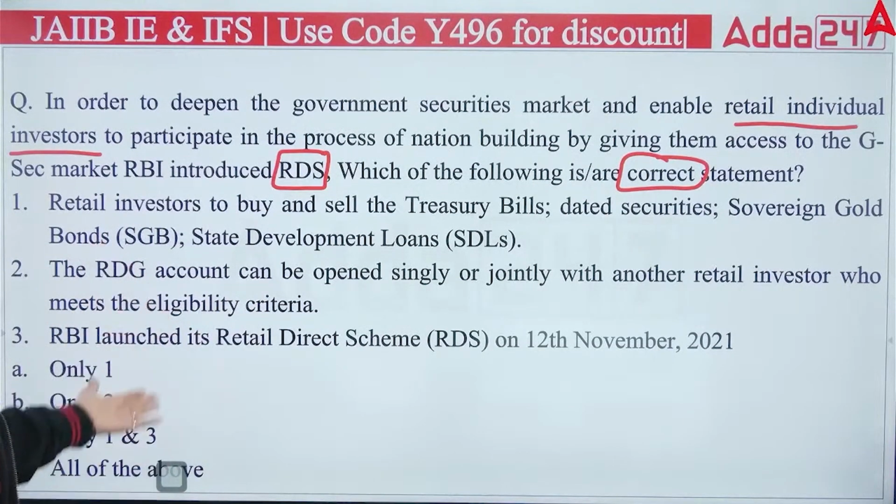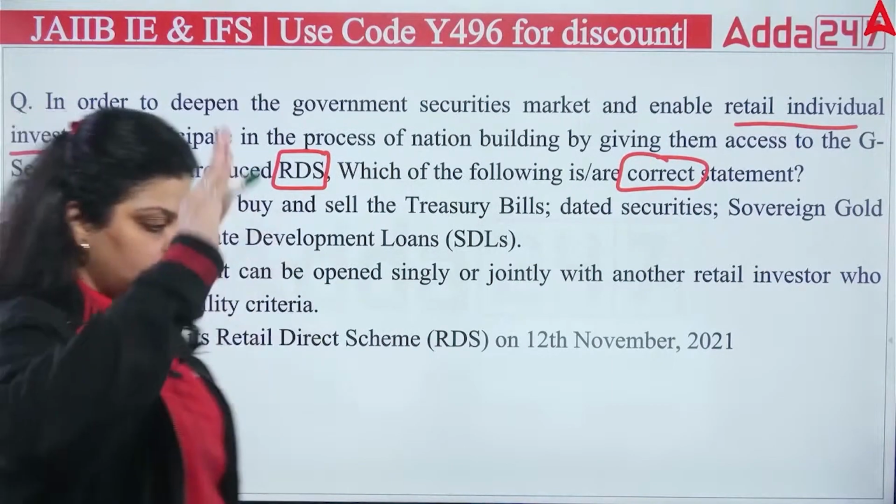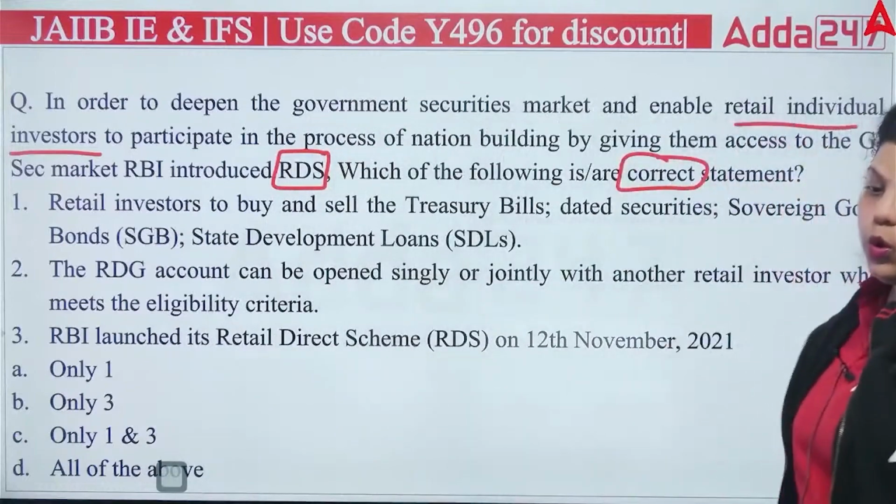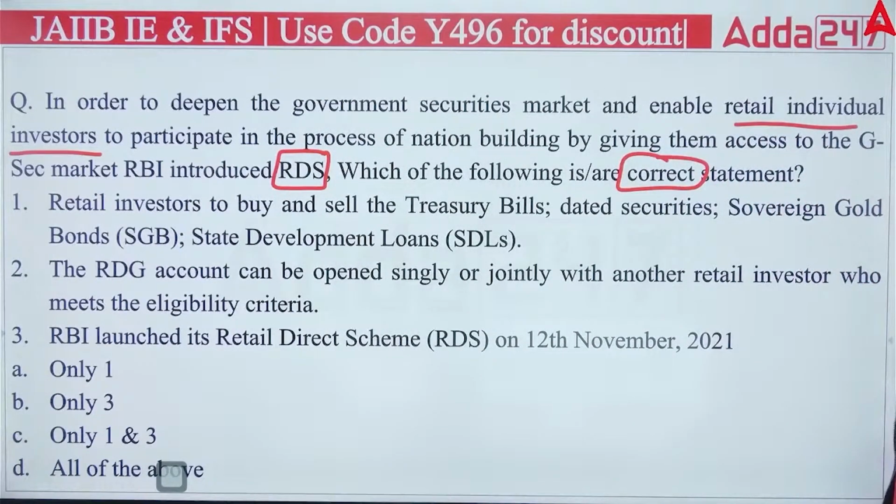Third is saying RBI launched the retail direct scheme on 12th of November 2021. Now you have to answer out of these three statements that have been given in front of you, which of the following are correct one? A, B, C or D? Only one, only three, only one and three, all of the above.